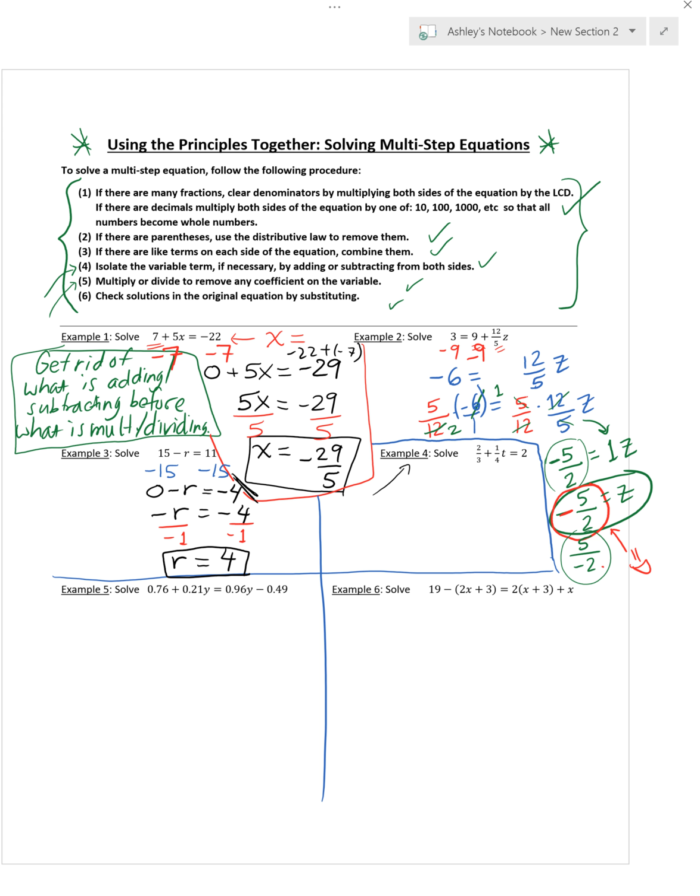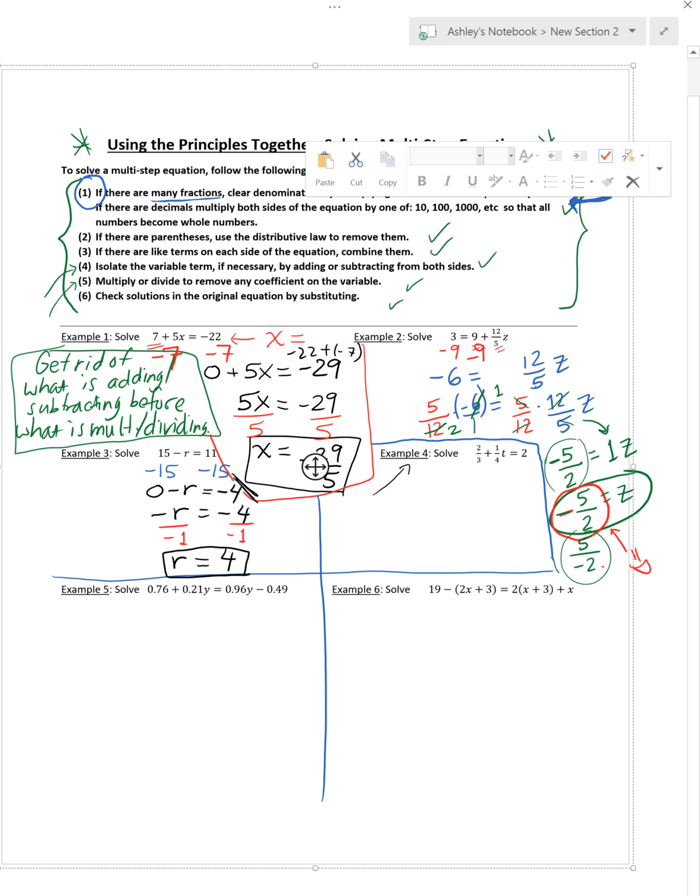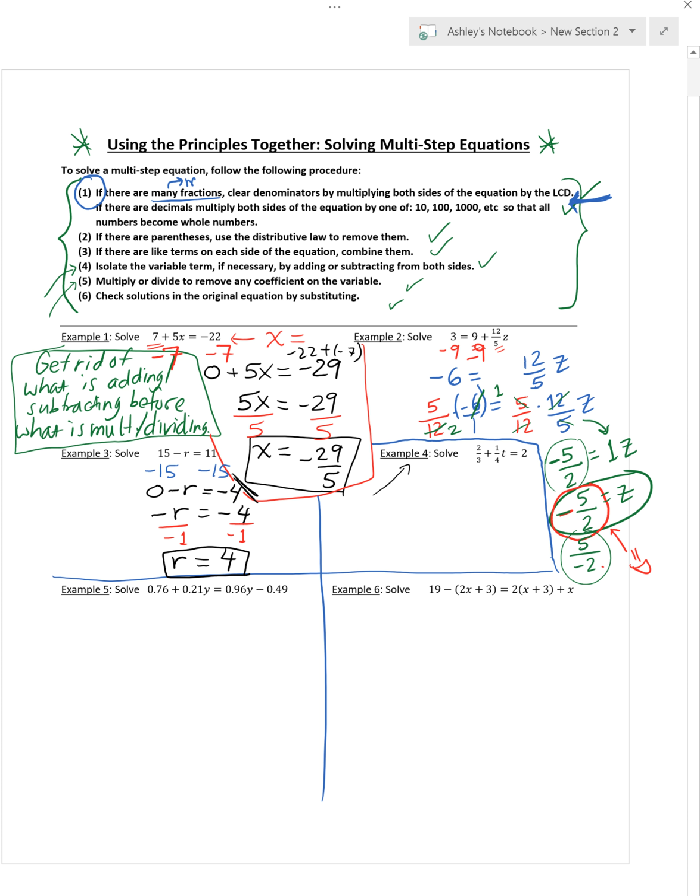Think about the thing that they mentioned in this first step up here at the top where the step-by-step procedure is. They say, if you have many fractions, but to me, many just means more than one. If you have one, I don't think it's a big deal. But if you have more than one, I don't want to be bothered with a bunch of fractions. Jeez, no one likes those guys. You can solve it the old-fashioned way.